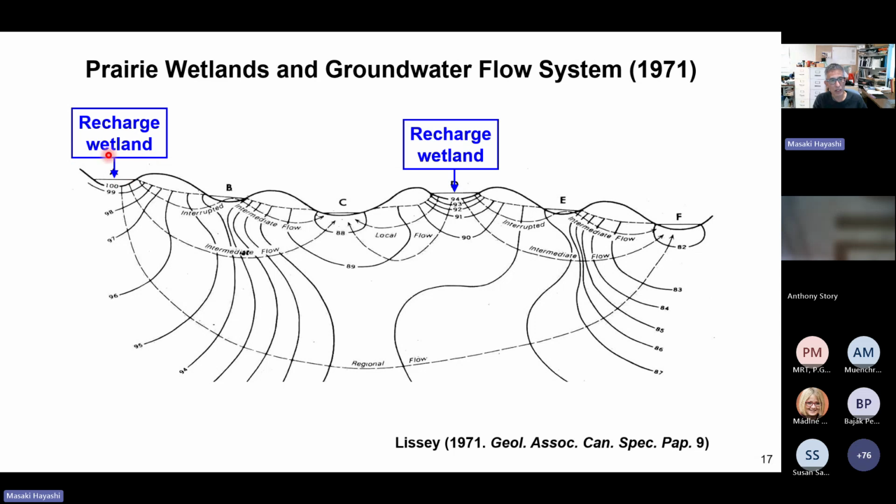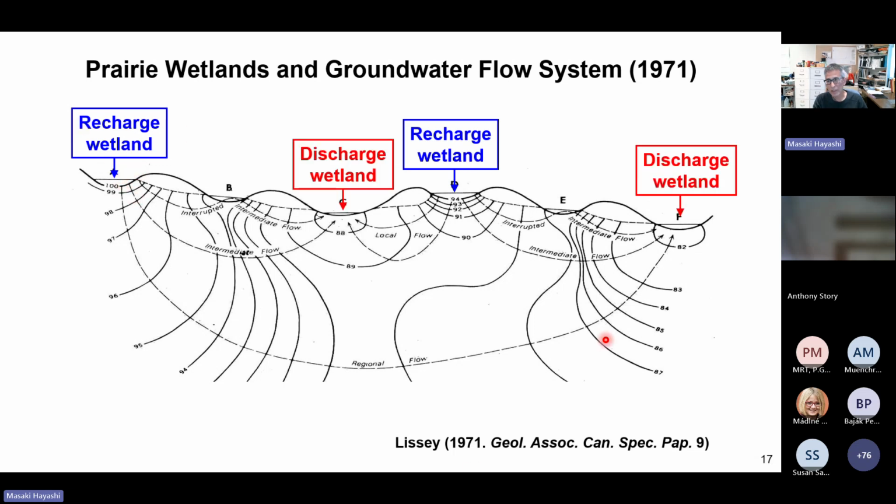So you have a recharge area. The wetlands in recharge areas, which are in topographically high positions, would be called recharge wetlands. And the ones in the topographic low areas, so discharge areas, are called discharge wetlands. Lisi noted that these wetlands have fresh water and these wetlands have saline water, so they seem to match the pattern of flow. And there are some intermediate ones called flow-through wetlands. The water comes from one side and goes out the other side.